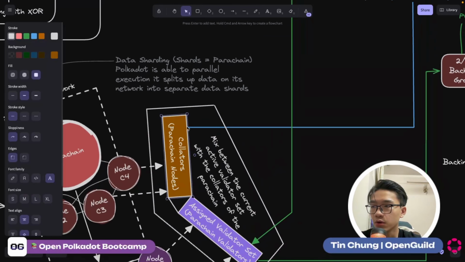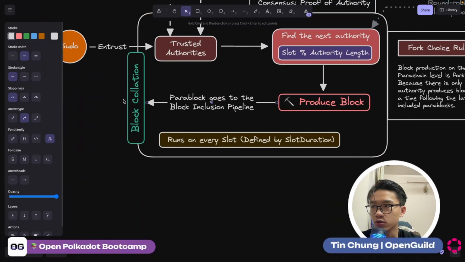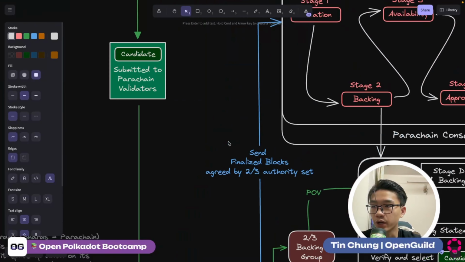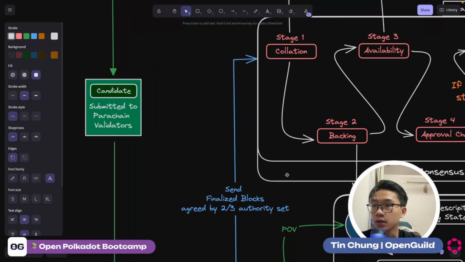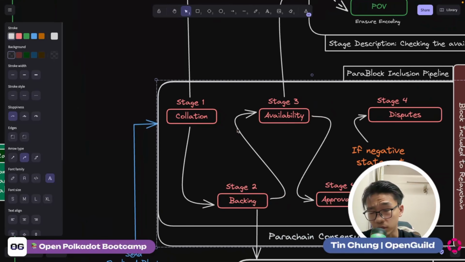After the collator produces the block, the block goes to the block collations. The collator will send the finalized block, read by 2/3 of the authority set we have in the consensus on the block production mechanism of the local parachain. It is sent to the collation process at stage 1 of the block inclusion pipeline.